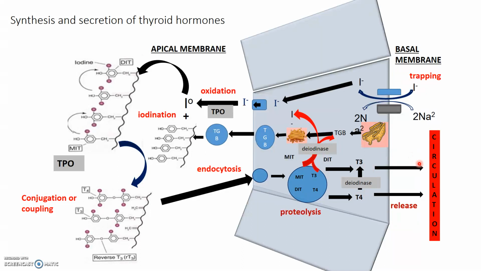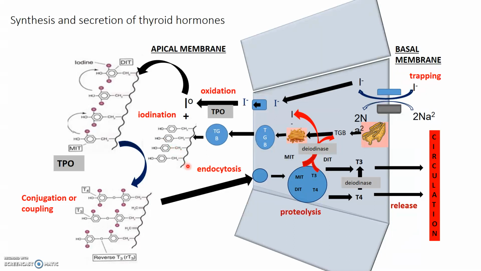Both T3 and T4 are released into the circulation by facilitated diffusion, and MIT and DIT are then salvaged and transported back into the follicular lumen as I minus anion.